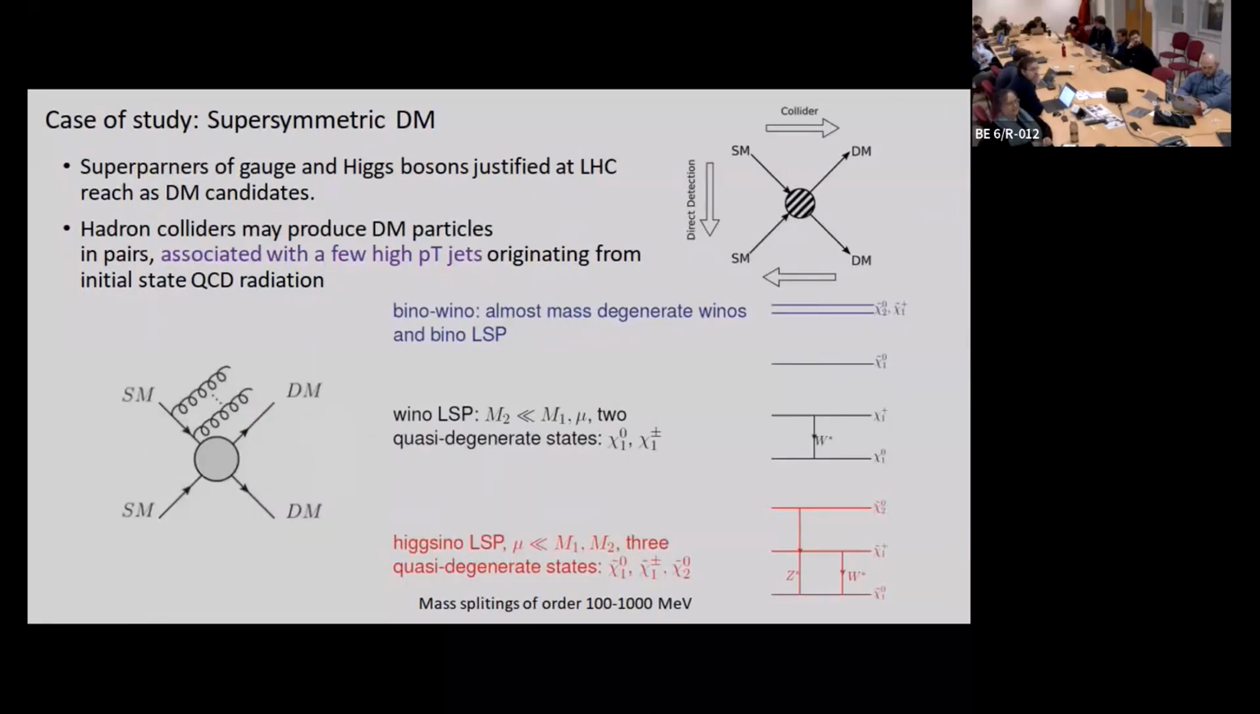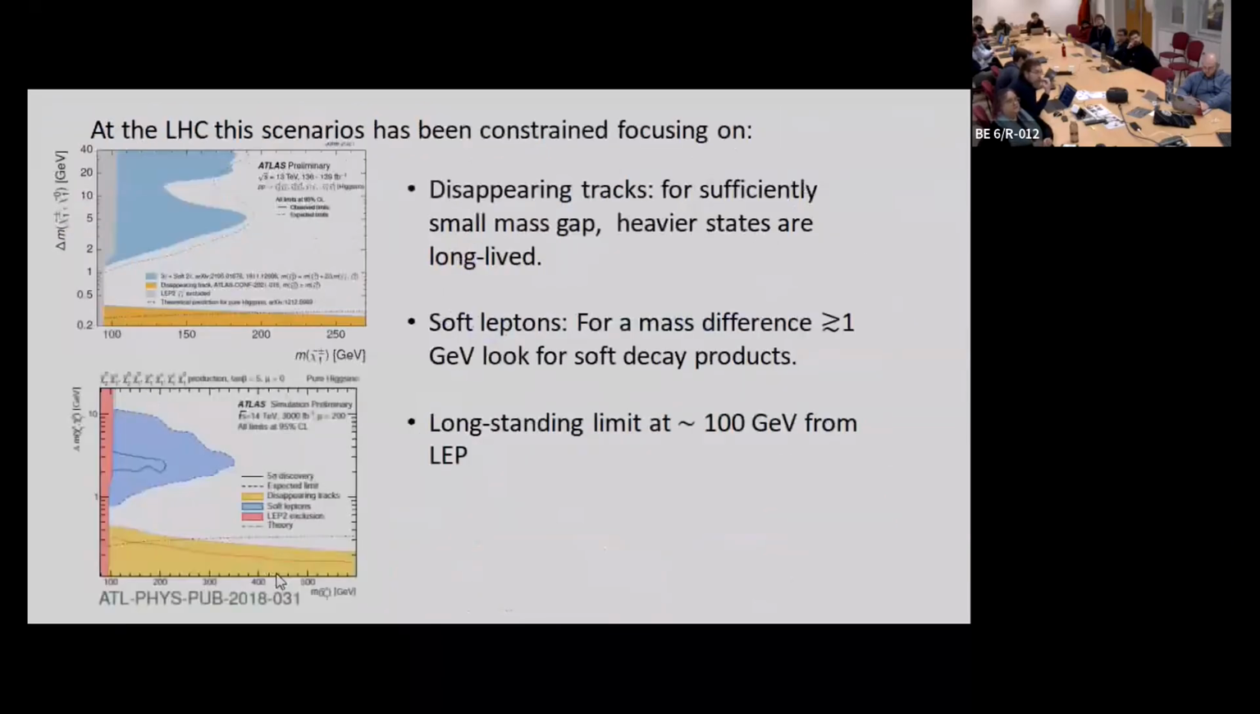And with this kind of degeneracy between the states, it's not possible to see the decay products of the heavier states to the lightest one. So your only chance to see these at colliders is to include in the production of the event also initial state radiation and try to see an event of the form of missing energy plus some jets from ISR. So these kinds of models are tested at LHC in different forms.